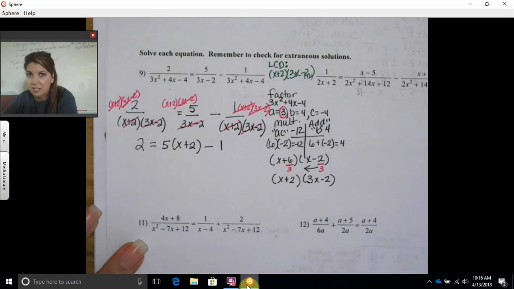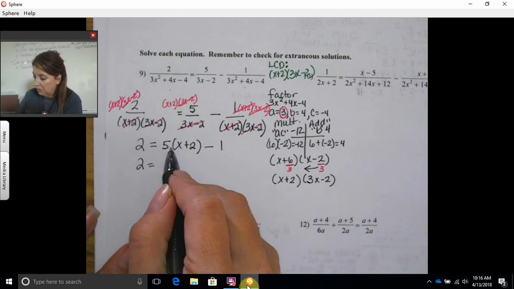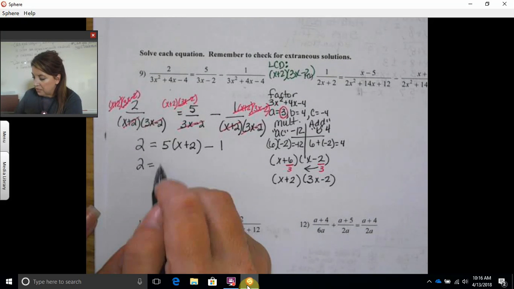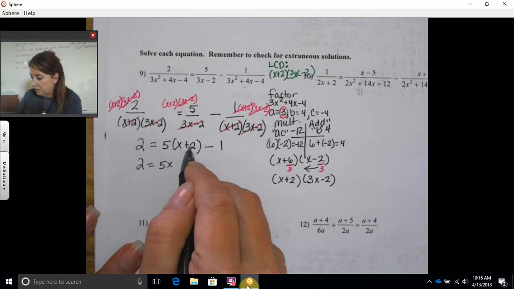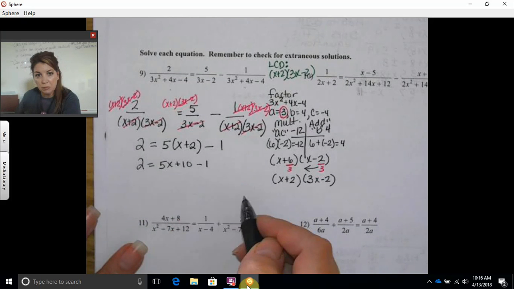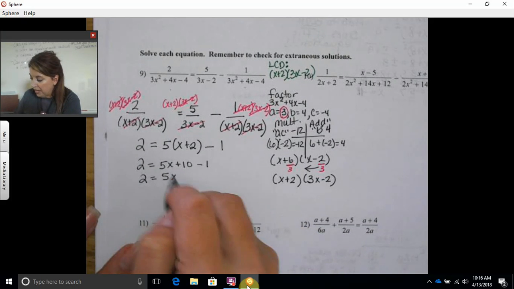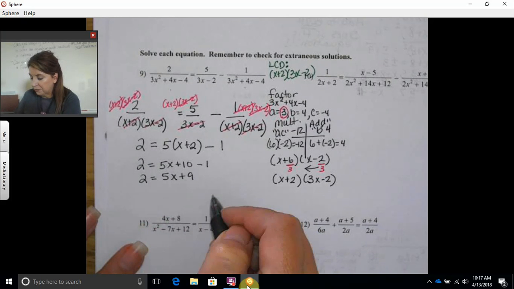So this one's going to be pretty easy. We're not going to have to factor to solve or use the quadratic formula or complete the square or anything like that. We can just solve for x. So the first thing I'm going to do is distribute. So 5 times x is 5x. 5 times positive 2 is positive 10. Bring down the minus 1. I've got like terms on the right side. So 2 equals 5x plus 9.